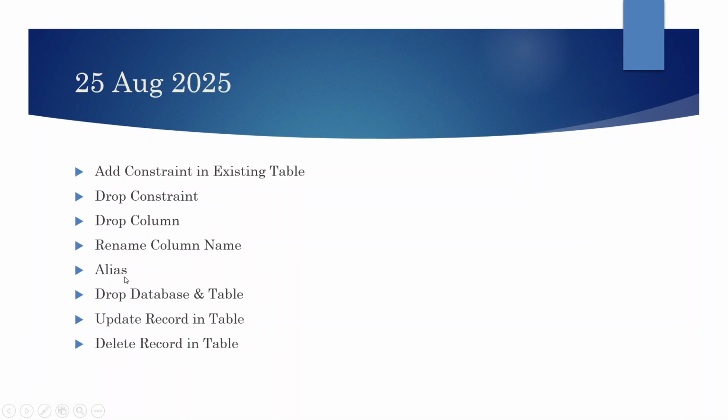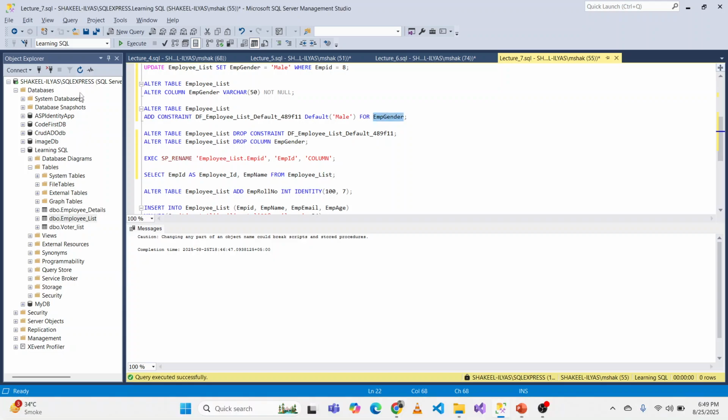Okay, so after that I learned drop: how to drop a column, drop constraint, rename column name, alias. Let me quickly show you. Here you can see I can drop a constraint by only giving the constraint name. This is the constraint name.